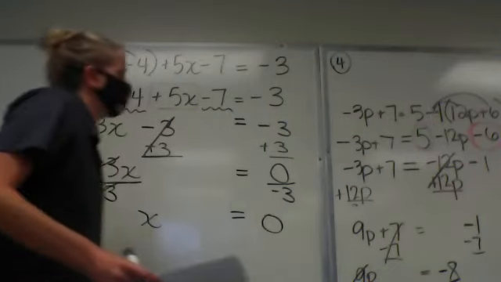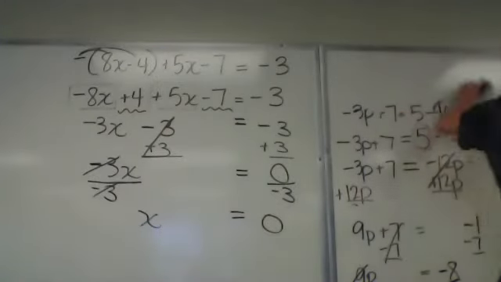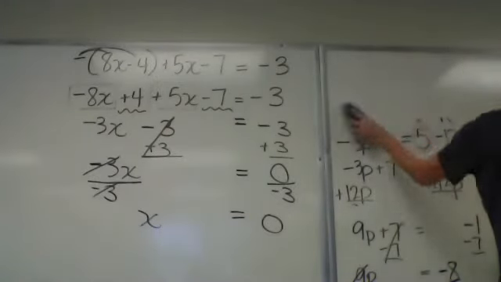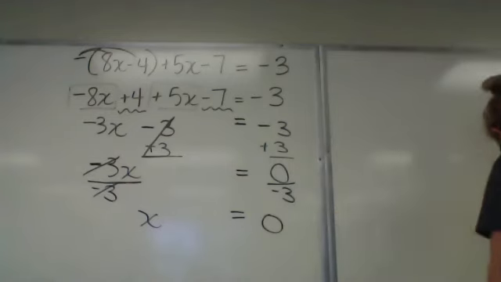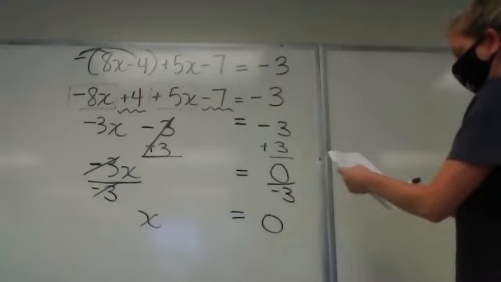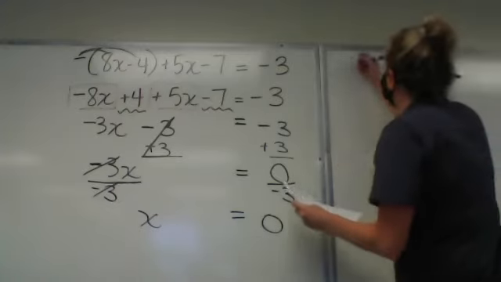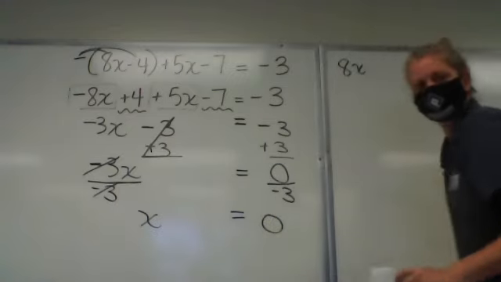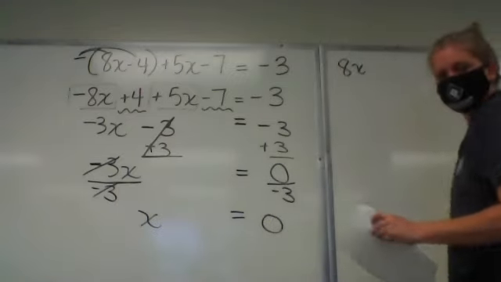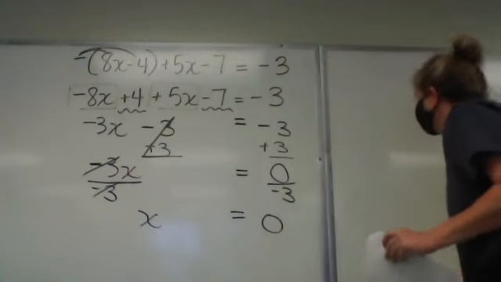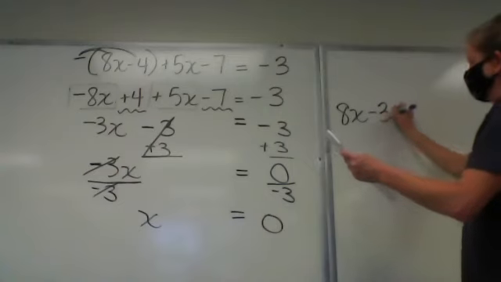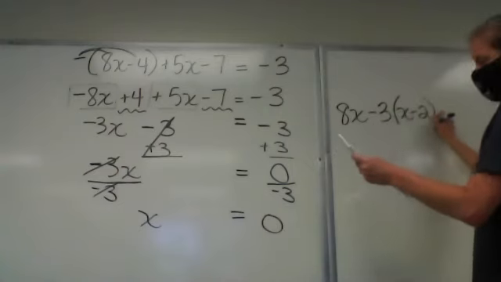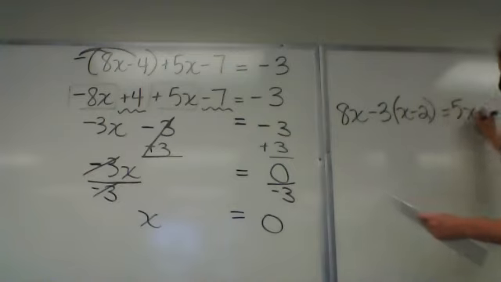All right, last one for the day. Number 6, 8x minus 3 times x minus 2 equals 5x plus 3. Okay?